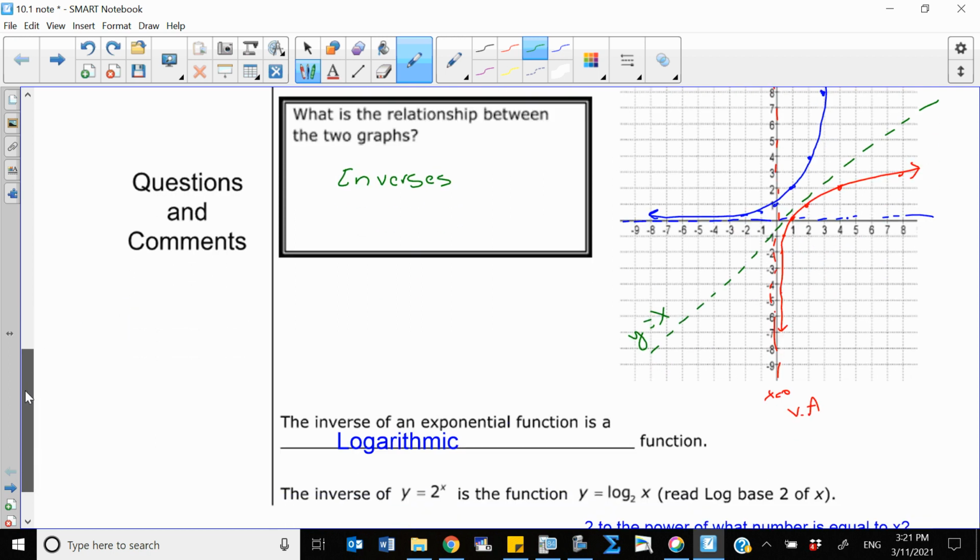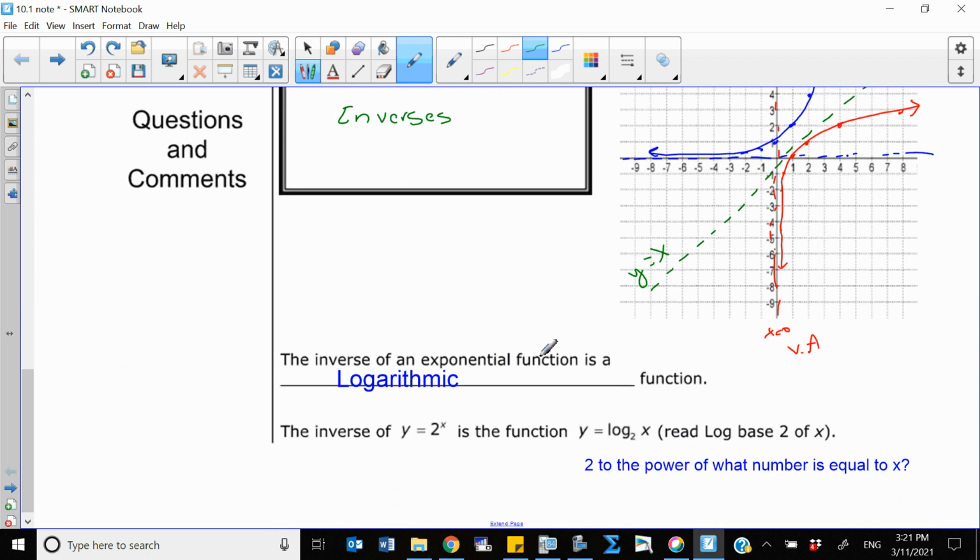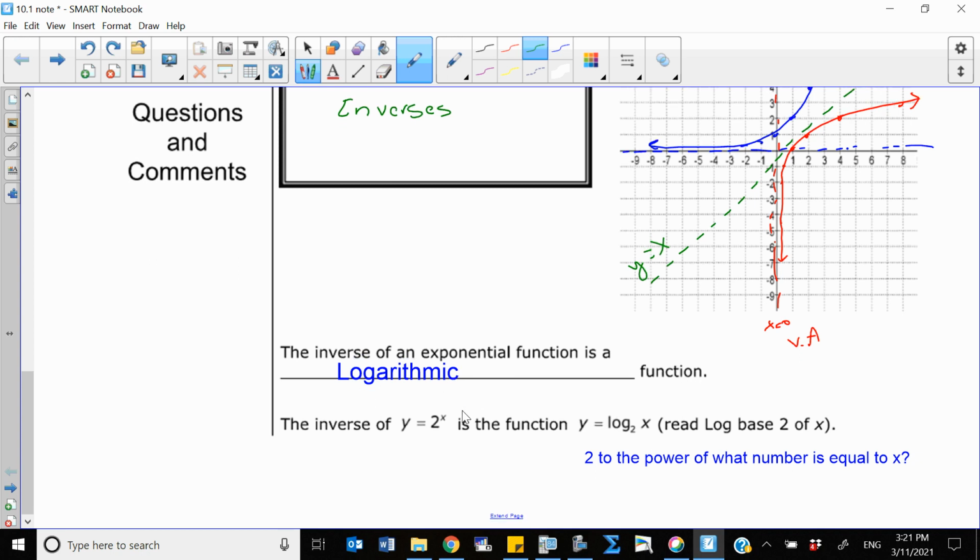Okay, now the inverse of an exponential function is a logarithmic function. So here we had 2 to the power of x and we found the graph of the inverse. This is called logarithmic function. So for example, if you have y equal to 2 to the power of x, inverse of that is going to be log base 2 of x.